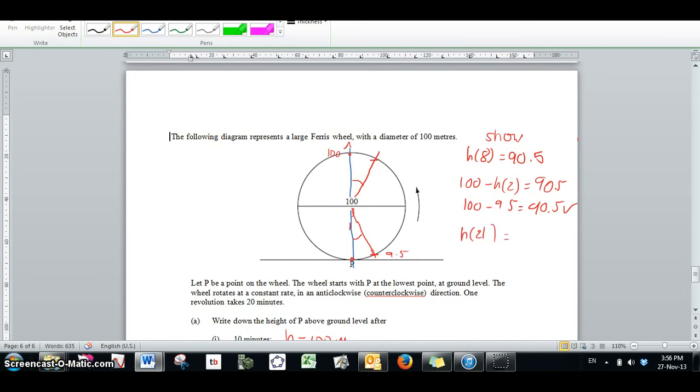And similarly for h of 21, well, we make a full turn after 20 minutes. So it's like finding what's after 1 minute. In fact, h of 21 must be the same as h of 1. After 1 minute, it's the same as going all around in 20 minutes and another minute to make 21. So that is quite simple. We just look it up in the table and we know that it's going to be 2.4 meters.